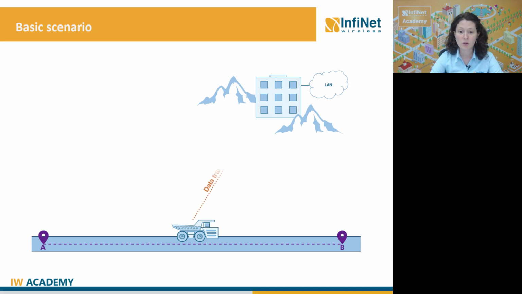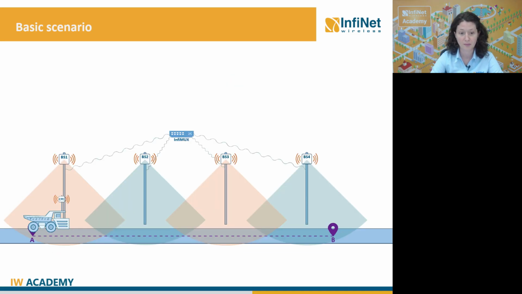The goal of the project is to provide reliable wireless connectivity between the control center and the mobile objects in order to sustain various services like telemetry data, video surveillance, internet, and so on.